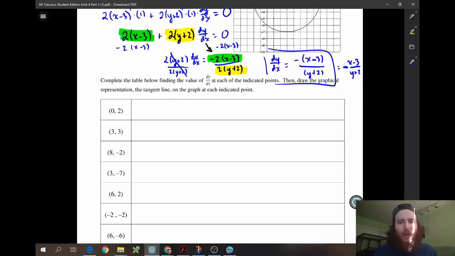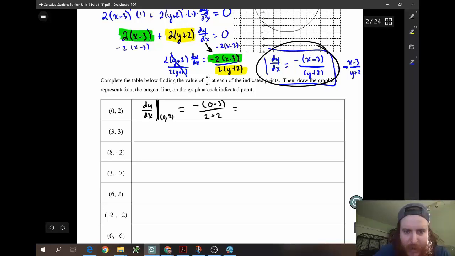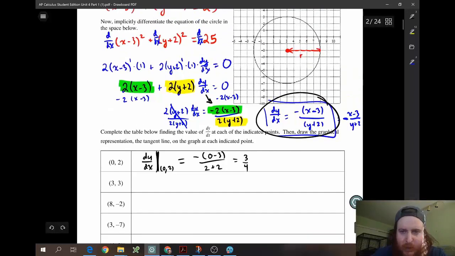To plug in, though, we need an x and a y value. Because remember, what is our equation? Our equation is negative (x minus 3) over (y plus 2). So the way that we write this is dy/dx at, this means evaluated at (0, 2), is equal to, and we just plug in. Negative (0 minus 3) over (2 plus 2). So that's negative negative 3 turns to 3 over 4. So that's my slope.